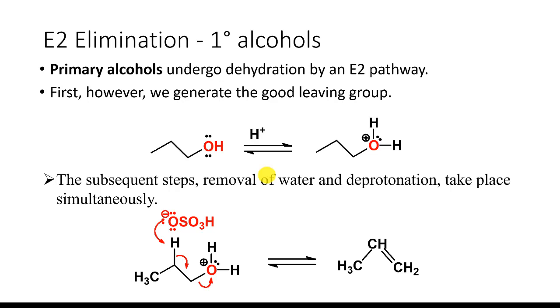So here we show the elimination of primary alcohols by the E2 mechanism. The first step is the same as that for all other alcohols: you protonate the hydroxy group to create the good leaving group as water. In the next step of the reaction, we use the conjugate base of the sulfuric acid to simultaneously eliminate the hydrogen and kick off the water molecule from the structure to directly form the alkene.